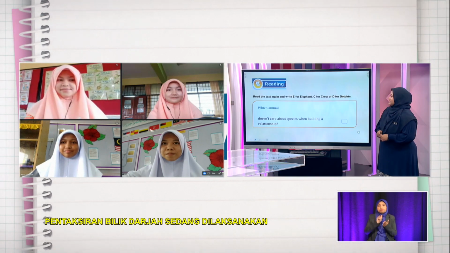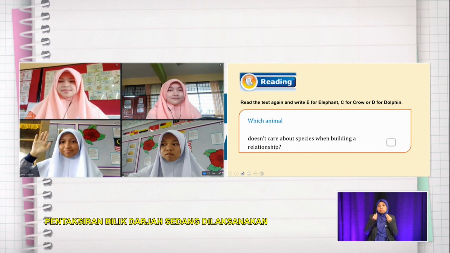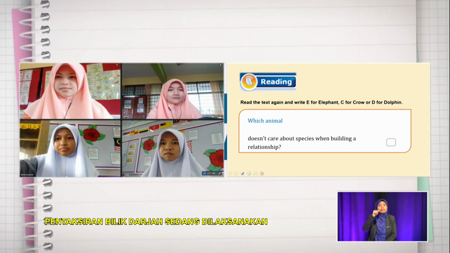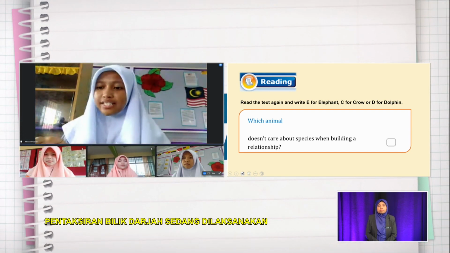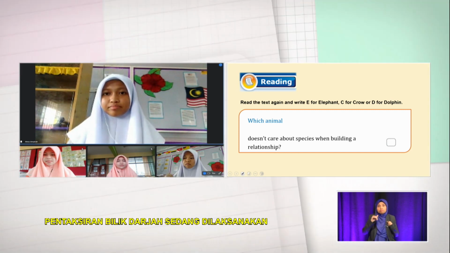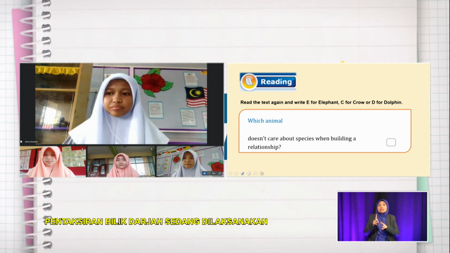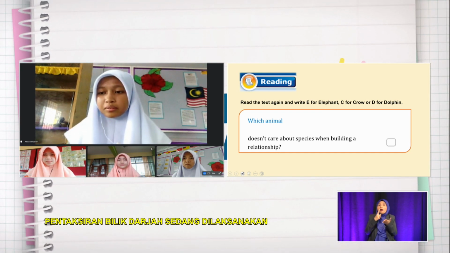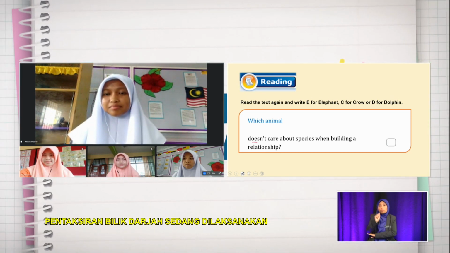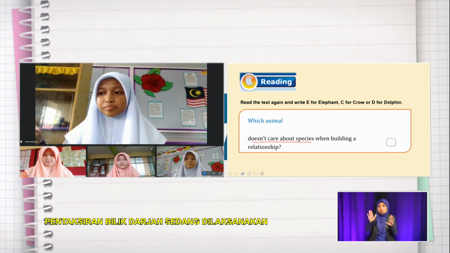All right, so let's go to the next question. Can I have another volunteer? Anna. Go ahead, Anna. Which animal doesn't care about species when building a relationship? Okay, so which animal doesn't care about species when building a relationship? Where is the keyword from the question? Doesn't care about species. So can you please identify the similar keyword from the text?